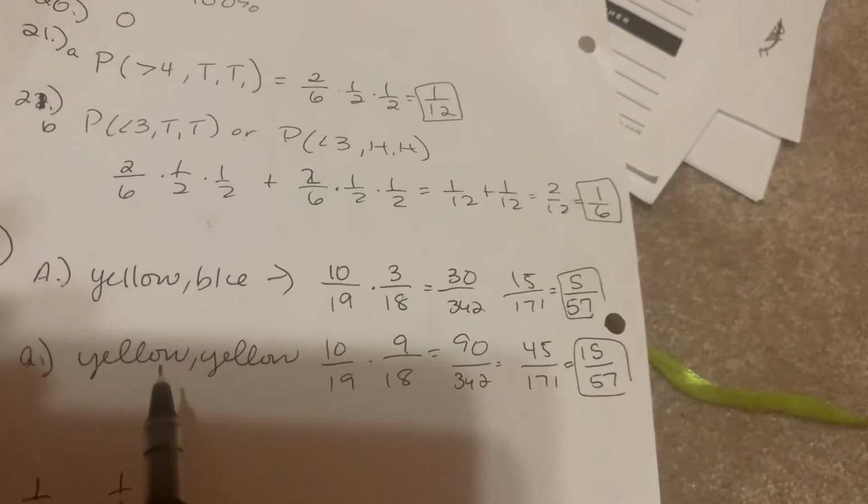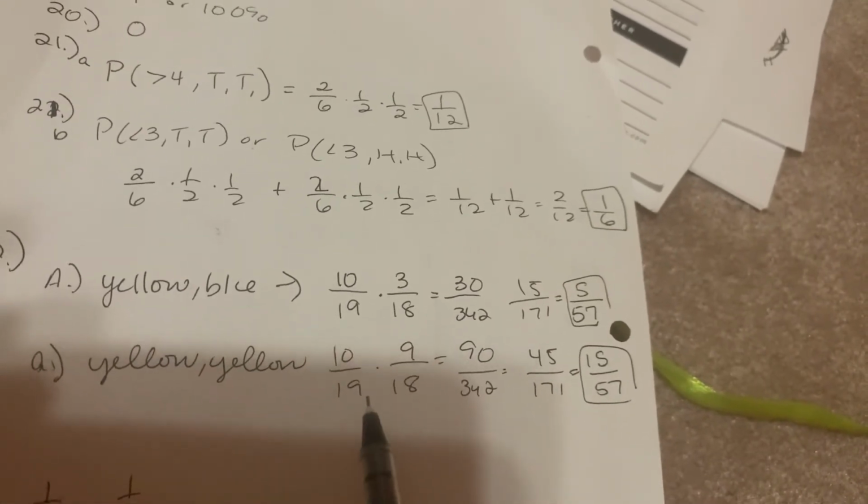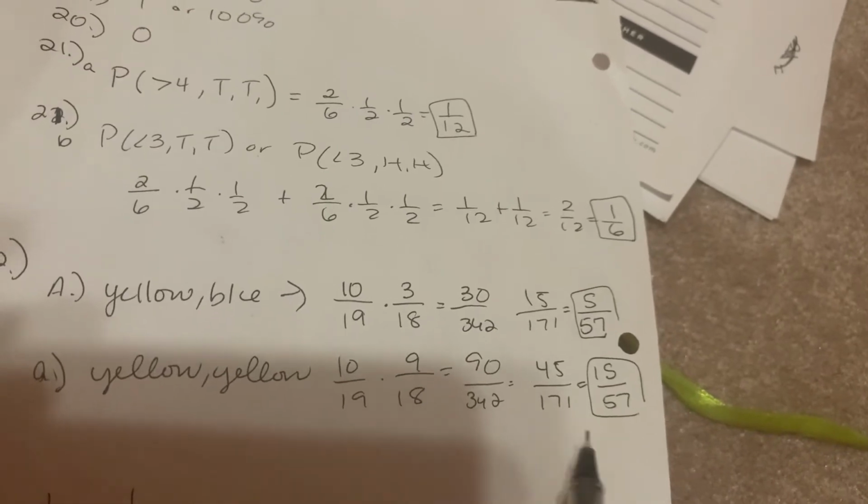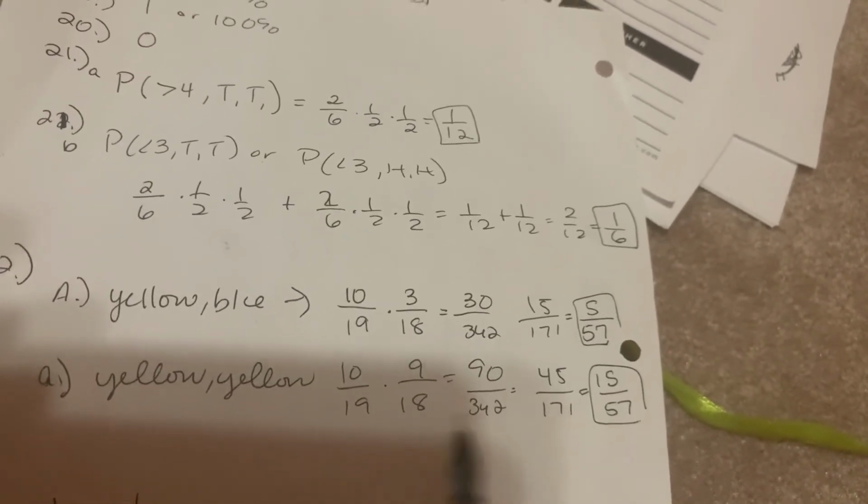If I pull a yellow out of the bag, that's 10 out of 19. That means there's only 9 yellow left out of 18 left. So it's 15 out of 57. This you've done before.